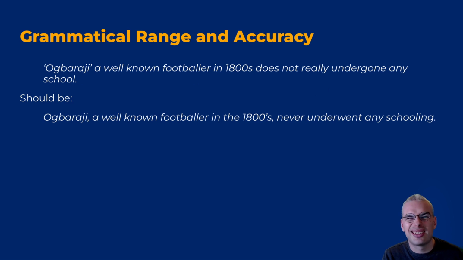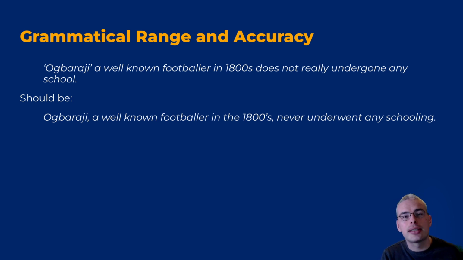I also picked out this little sentence here. There's a few different problems with this. I would put this bit, a well-known footballer, separated off with commas because that's a good type of complex grammar you can add. It's called an appositive. You can check out our video and materials on those. I've also added an apostrophe to 1800s, but the biggest problem with this sentence is "does not really undergone any school." I would say something like "never underwent any schooling," because this should be in the past tense, okay? "Does not" is in the present tense, and then "undergone" is not right either. So these are some of the grammatical errors that are holding this down.